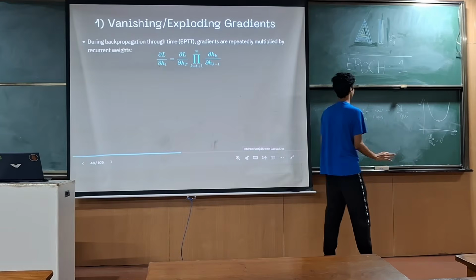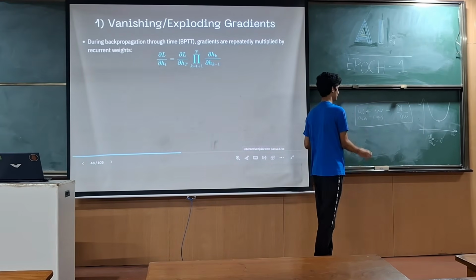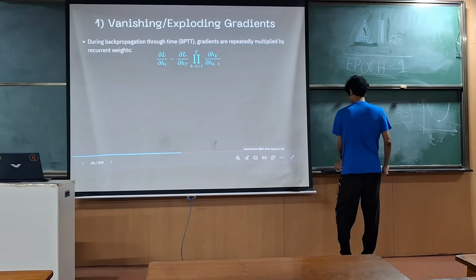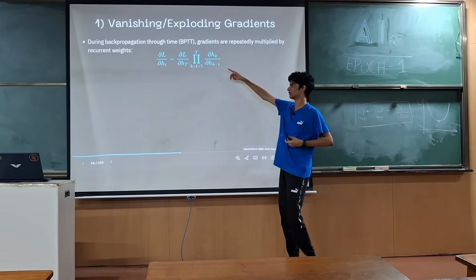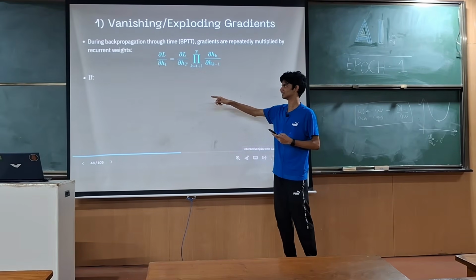Now this is how we update the weights. This is our update rate. Now this is the gradient. But because the gradient itself is a product of so many numbers, if, let's say, a lot of numbers are less than 1.